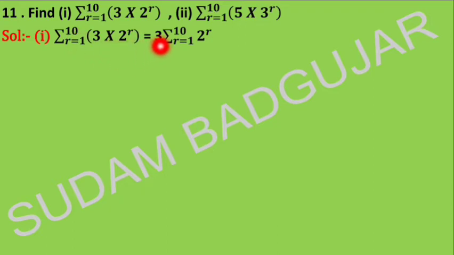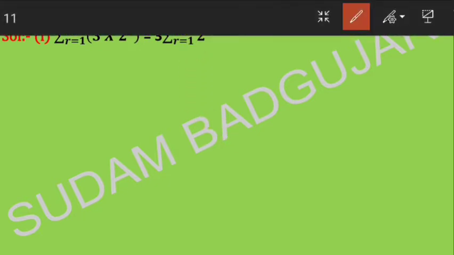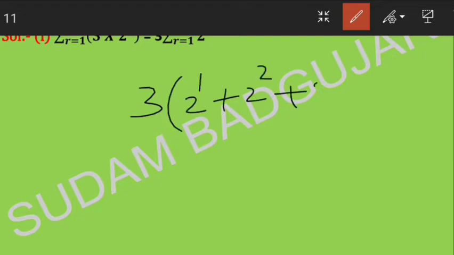3 is a constant number, you have to write it outside the sigma notation. That is 3 into sigma of 2 raised to r, r is equal to 1 to 10. Then replace. This is nothing but, we can write here like this, 3 into bracket 2 raised to 1 plus 2 square plus 2 cube up to 2 raised to 10, bracket complete. Okay, this way we will change it.